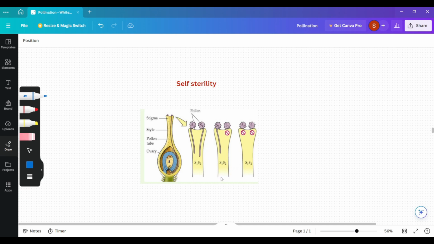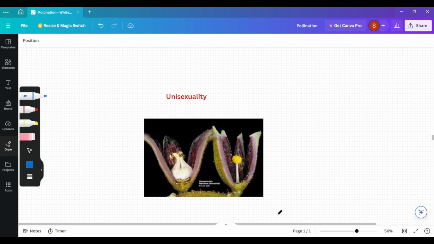Another outbreeding device to prevent self-pollination is the formation of unisexual flowers. In this picture you can see a female flower with only the gynoecium in it, and a male flower with only the stamens. Obviously the pollen from this stamen has to pollinate another flower. So self-pollination is totally inhibited here.